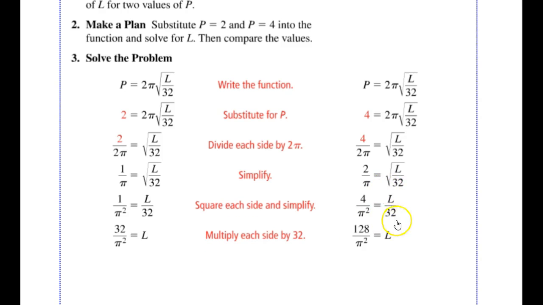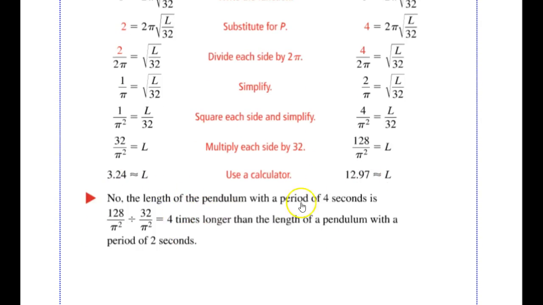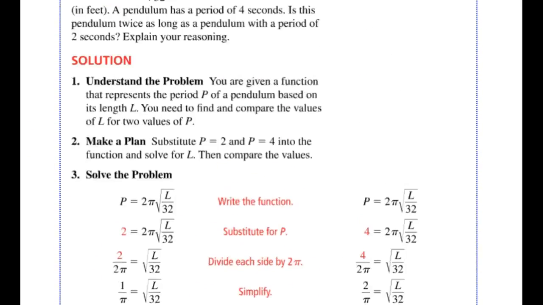Now to get L by itself, I multiply each side by 32. And now I can use my calculator, because I'm just asked to compare them. So I use my calculator and come up with my different lengths. So no, the pendulum with a period of 4 seconds is 4 times longer than the pendulum with a period of 2 seconds. We were asked if it was double since I doubled the period, but in reality the length is 4 times longer. And I found that out by simply following the same steps that I've done.